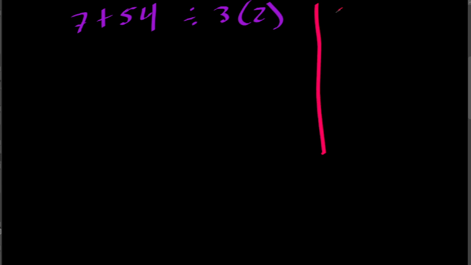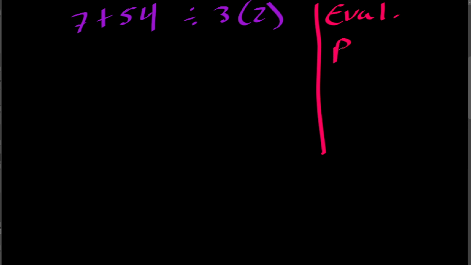Let's just write it and we'll do it. So 7 plus 54 divided by 3 times 2. Okay, so now I want you to simplify this. The directions will say something like simplify, or it may say evaluate. So we could also evaluate.